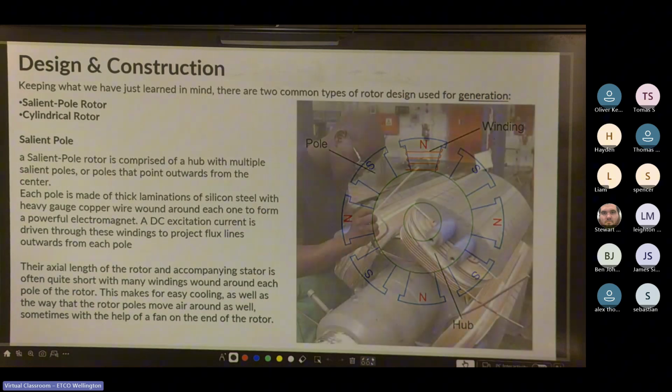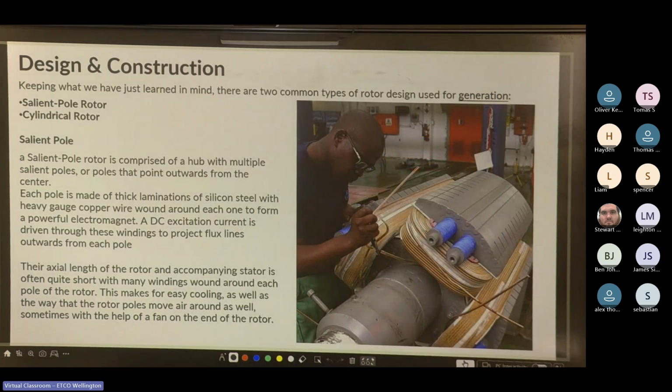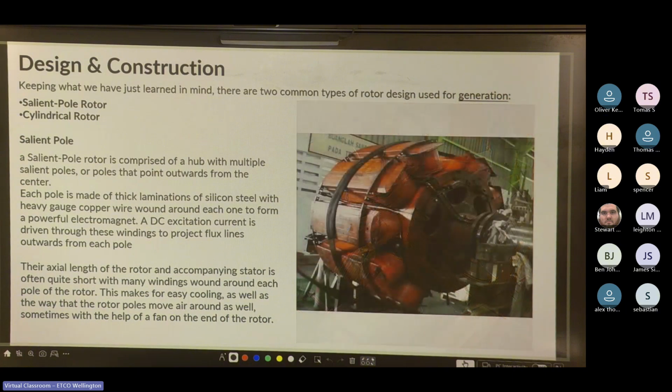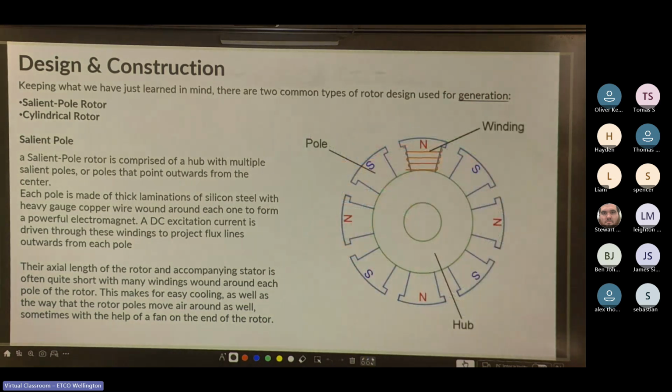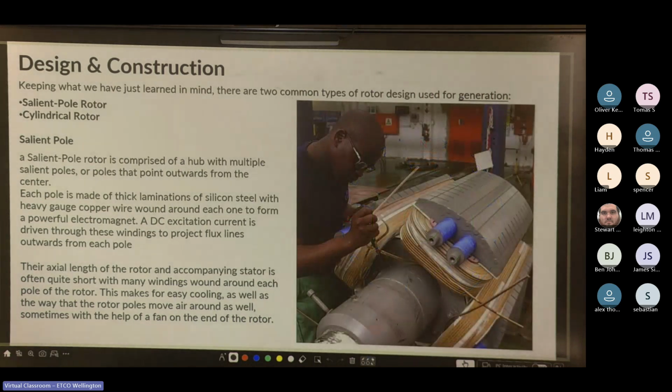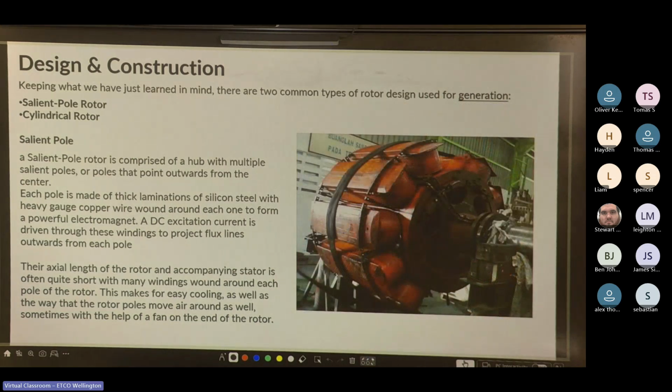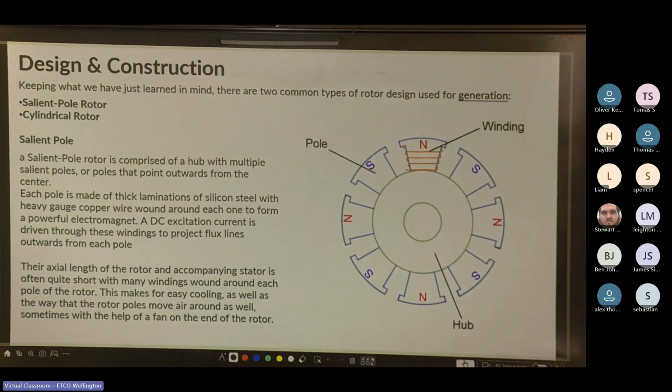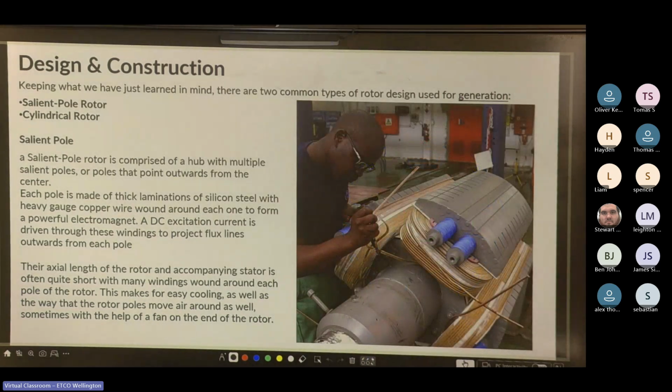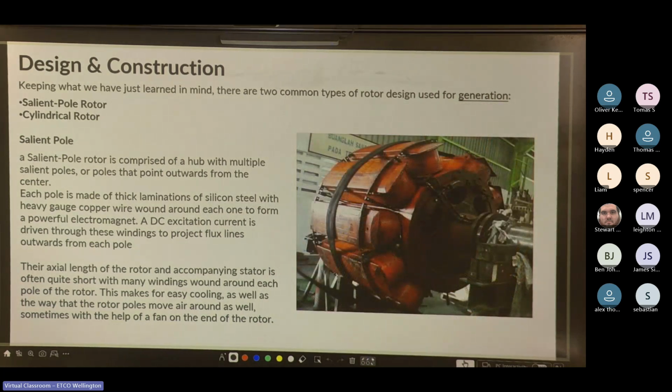Cool. So you've got different types of design and construction. Keeping what we've learned in mind, there are two common types of rotor design used for generators: salient pole rotors and cylindrical rotors. A salient pole rotor is comprised of a hub with multiple salient poles that point outwards from the center. Each pole is made of thick laminations of silicon steel with heavy gauge copper wire wound around each one to form a powerful electromagnet.